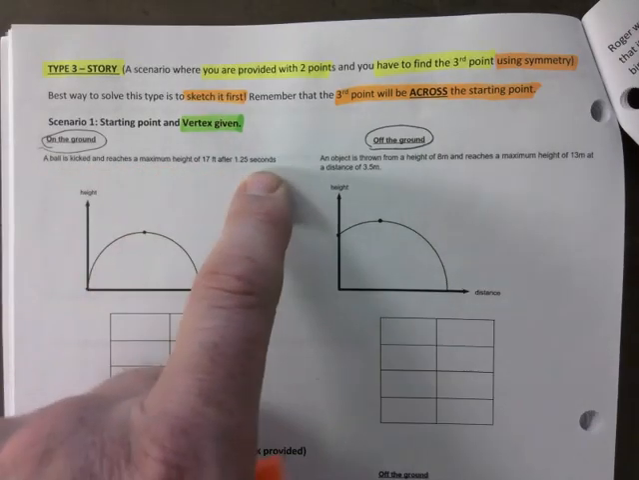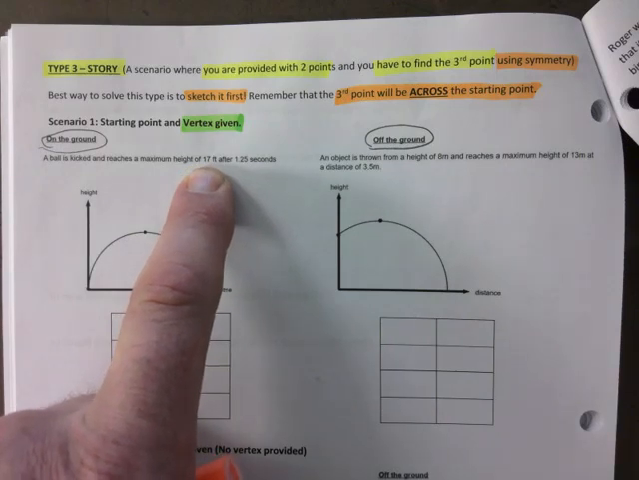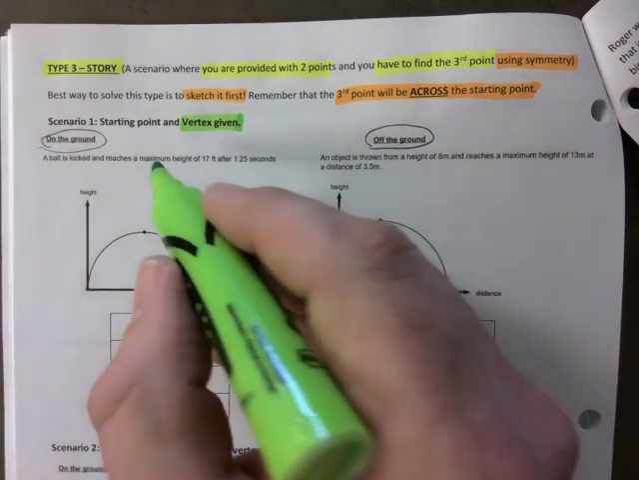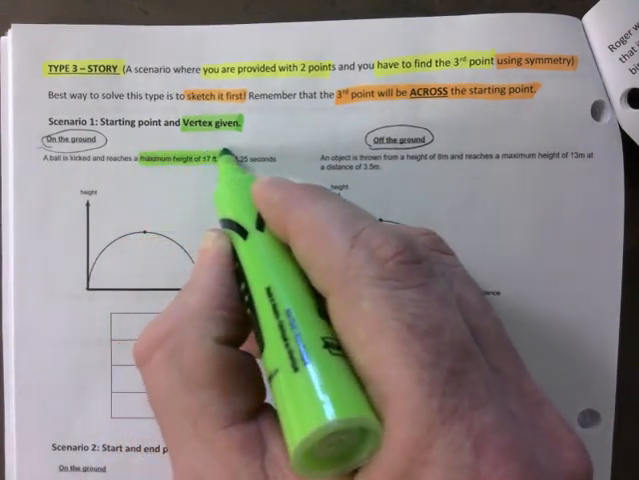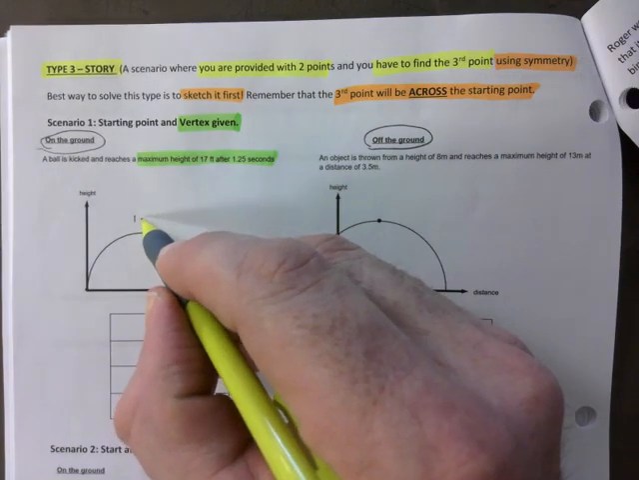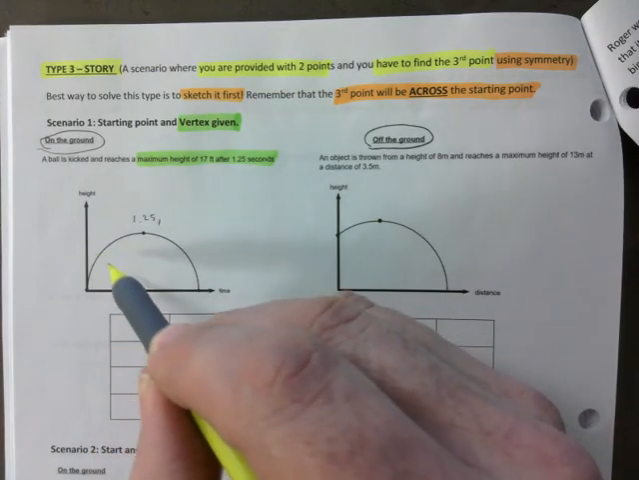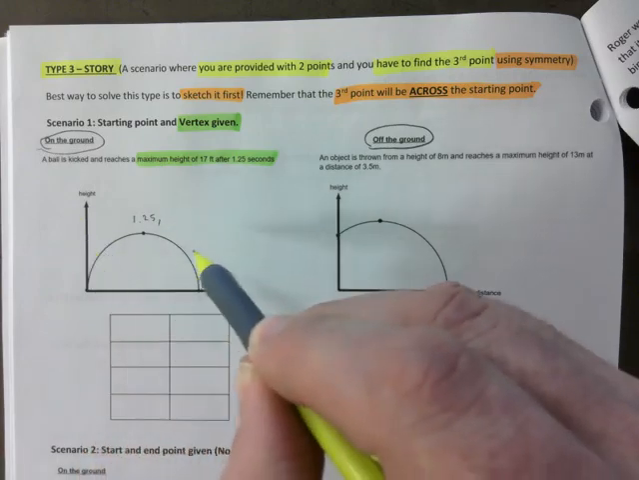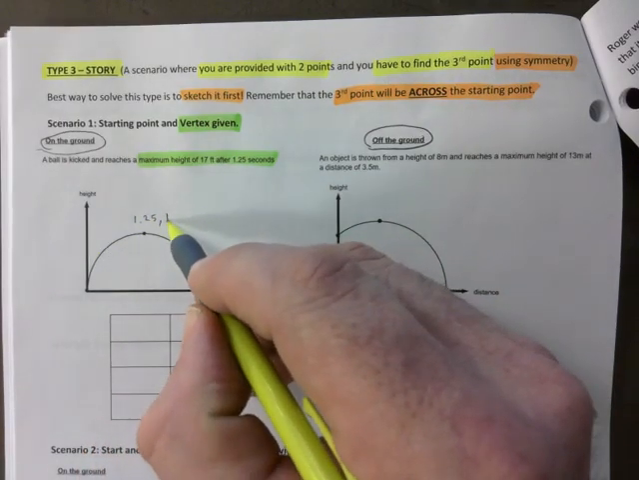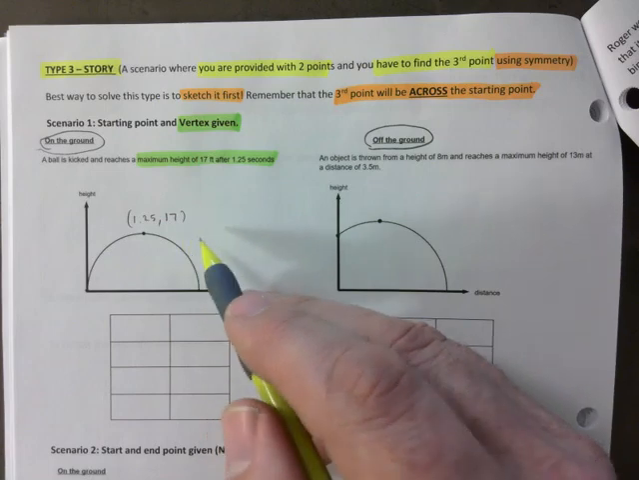So let's say this scenario here: a ball is kicked and reaches a maximum height of 17 feet after 1.25 seconds. If you at all see maximum or minimum, that is indicating that that is the vertex, okay? Clearly. So where does that go? That goes at the highest point here. And don't be thinking it's always going to go like this. It could go this way, right? The parabola could go this way, but that's the most common. So this will be 17. Don't mix that up. Time always comes first, then height second.